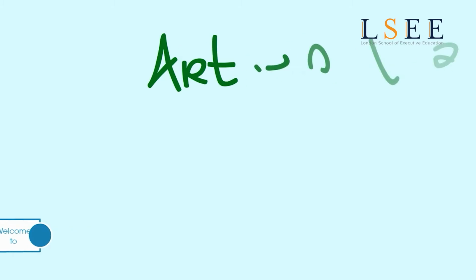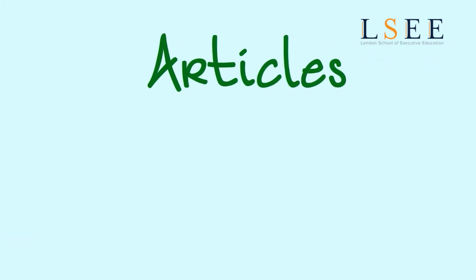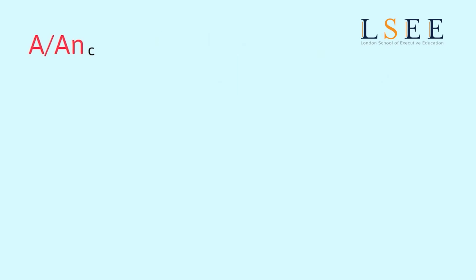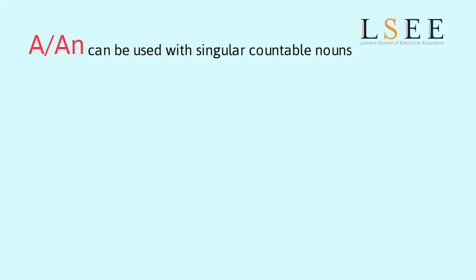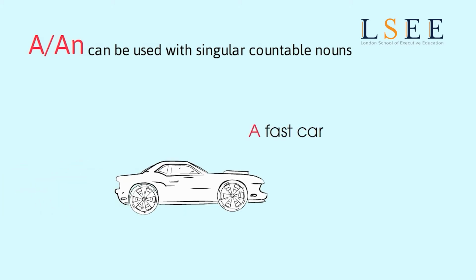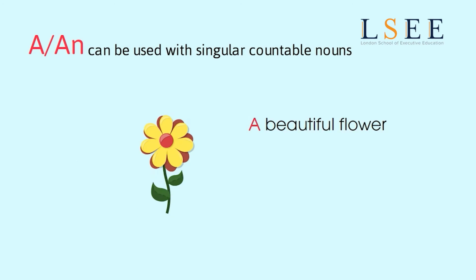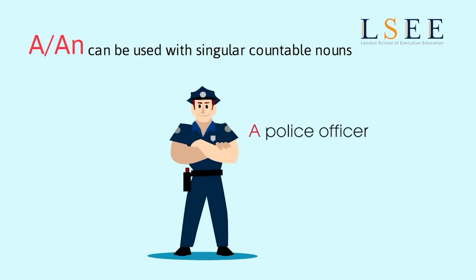Welcome to Articles. In this lesson, we will review articles. A, an can be used with singular, countable nouns. A fast car. A beautiful flower. A police officer.